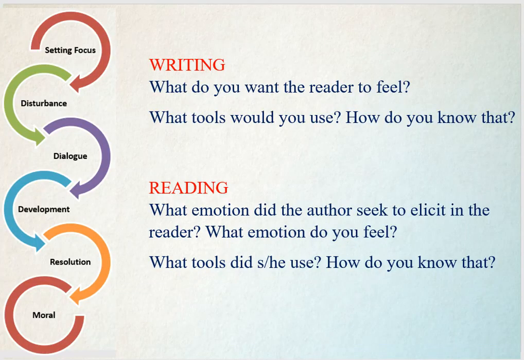So what do we see here? On the left, you've got this chain of circles, and on the right, you have some questions. So let us start with the chain of circles. We have 1, 2, 3, 4, 5, 6 circles, and they represent the process of a story.